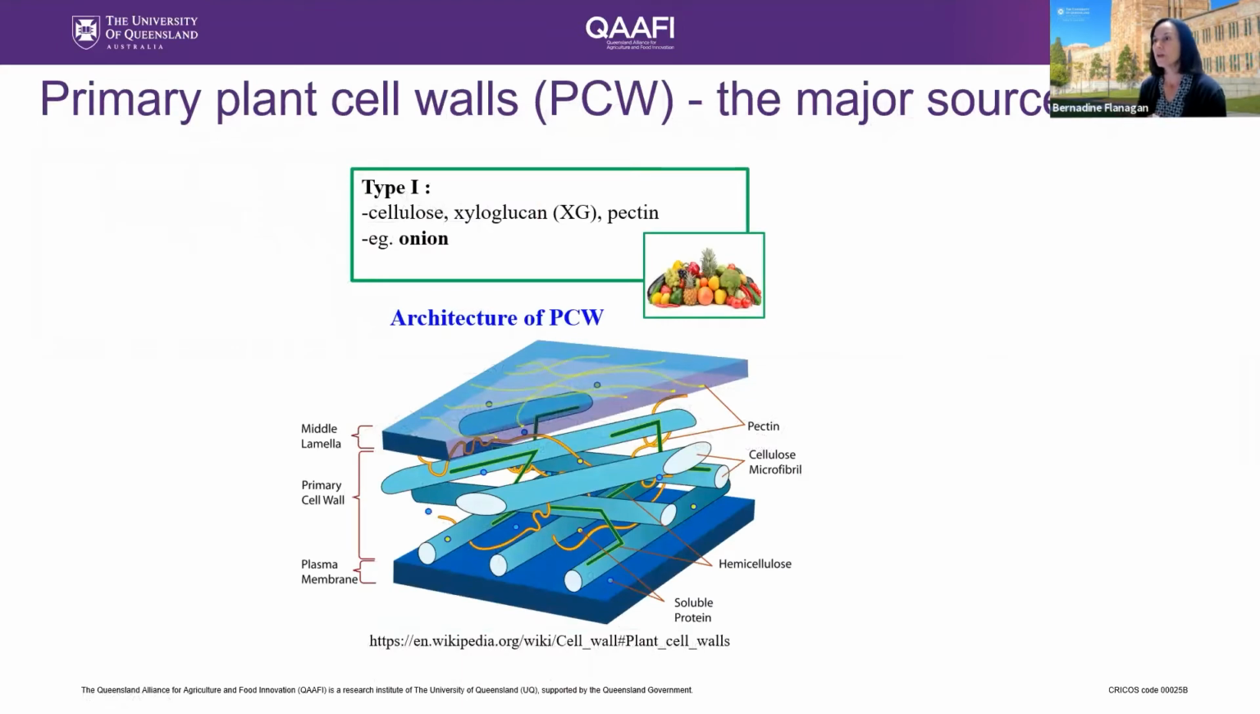When we look at the other type of primary cell walls, type 1 cell walls, these are the ones found in fruits and vegetables. So in fruits and vegetables, the big difference is there's a heap of pectin. And as you know, pectin can swell and it forms gel. So it's the gelling, it's what makes your jam gel if you're making jam. And we also have xyloglucan. And so it has a much more open structure than the other cell walls that you find in cereals.